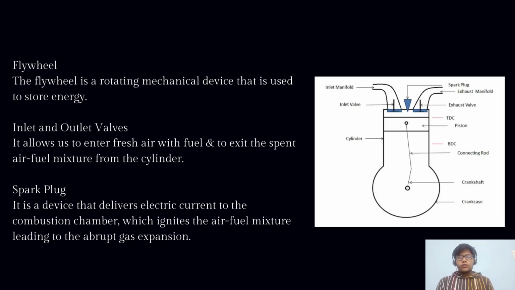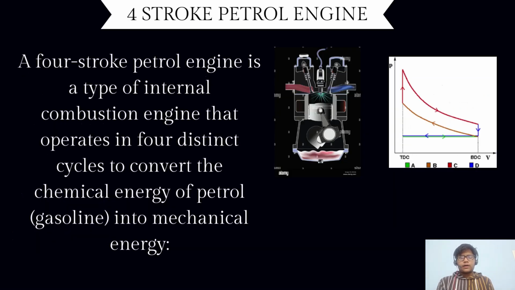I hope you all got some basic idea of the parts of an IC engine. Now let's start today's topic, that is the four-stroke petrol engine. A four-stroke petrol engine is a type of combustion engine that operates in four distinct cycles and converts the chemical energy of petrol into mechanical energy.